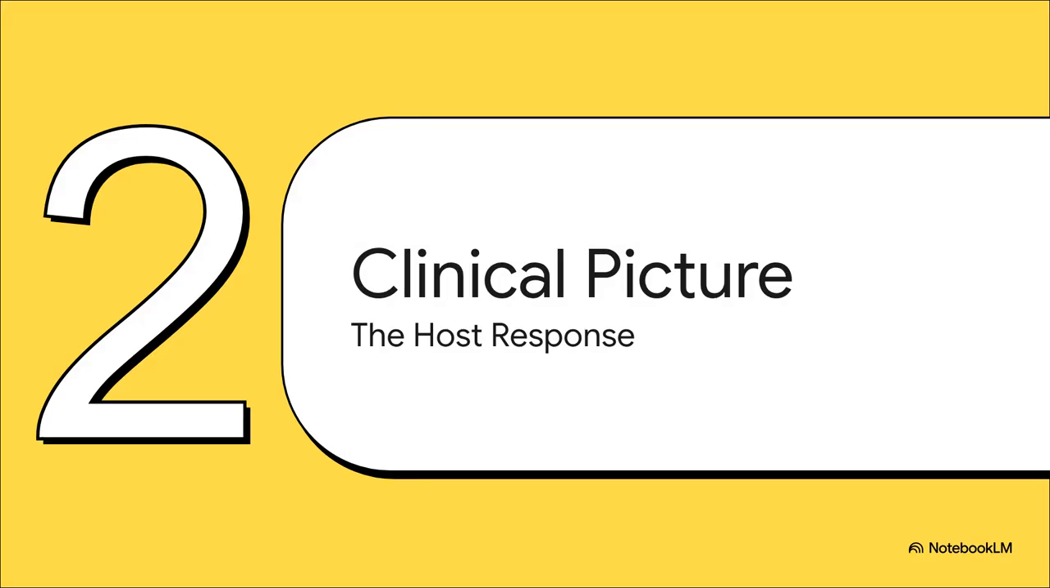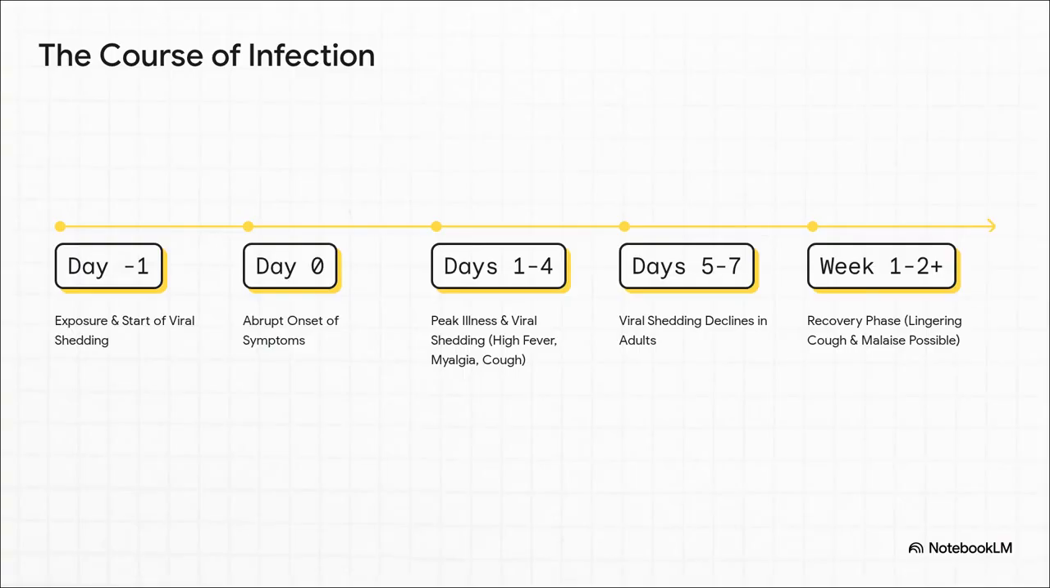All right, so let's shift gears from the virus's structure to what it actually does to people. We're moving from the bench to the bedside to see how this all translates into clinical disease. A typical infection follows this timeline. The incubation period is pretty short, maybe 1 to 4 days. But look at day -1.